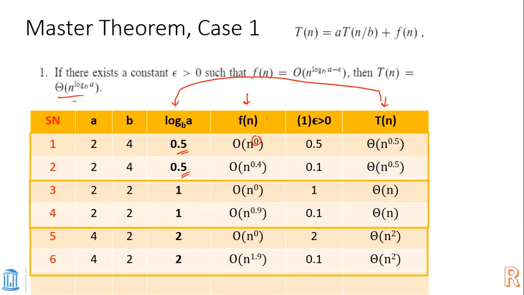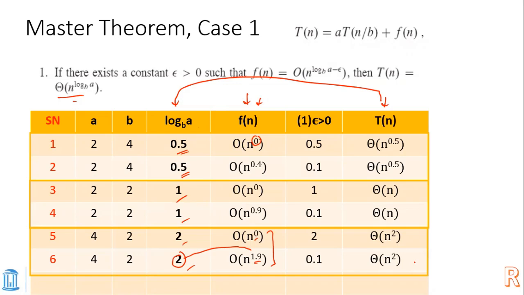It doesn't depend at all on f of n. So in all of these cases, you notice that I've picked log to the base b of a to be increasing value, as long as the driving function has a power which is less than the log of a. You can see that I've chosen any values from 0 to 1.9, and the complexity is basically based on log to the base b of a.